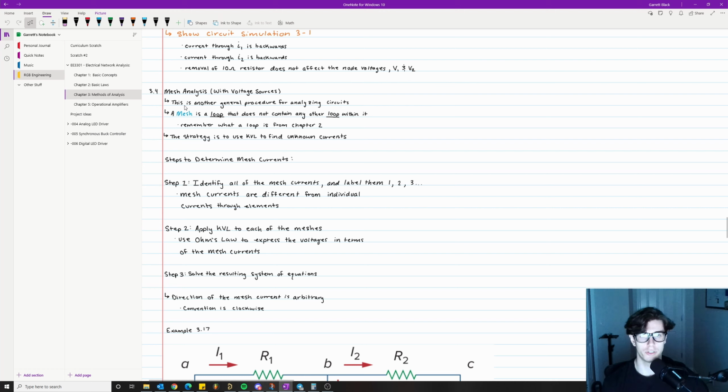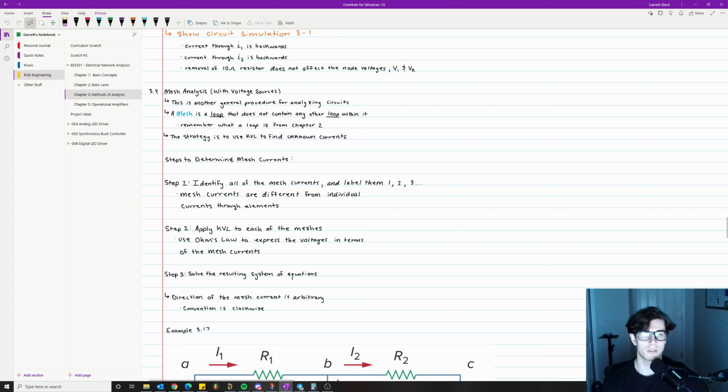Mesh analysis is another general procedure for analyzing circuits. A mesh is a loop that does not contain any other loop within it. Remember what a loop is from chapter 2. In chapter 2, we covered nodes, branches, and loops, and I even talked about nets. So hopefully it's familiar what a loop is. And a mesh, like I said, is just a very tiny loop. The strategy is to use KVL to find unknown currents.